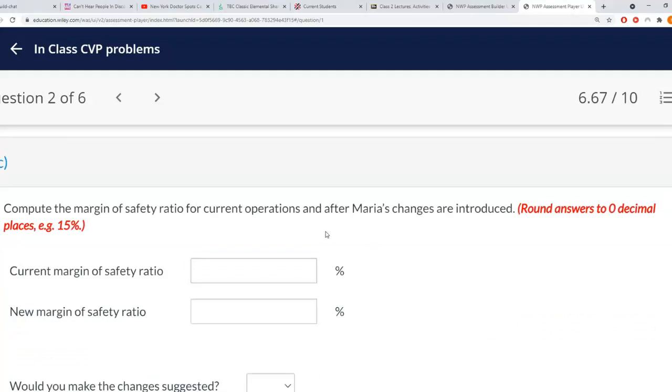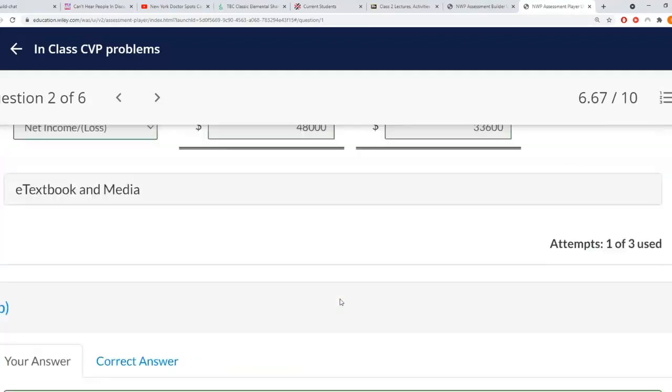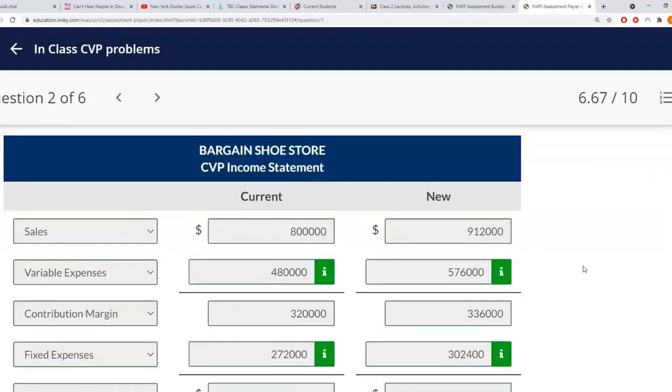The ratio. Now take the 120 and divide it by 800,000. 0.15. Okay, just put 15%. Okay, that's my current margin of safety. What's the margin of safety with these guys? Well, 912 minus, what do I need to break even?